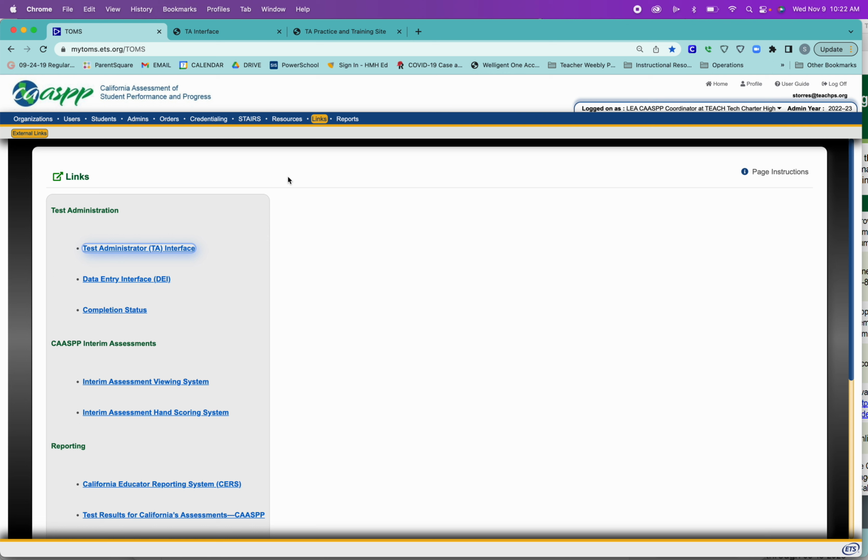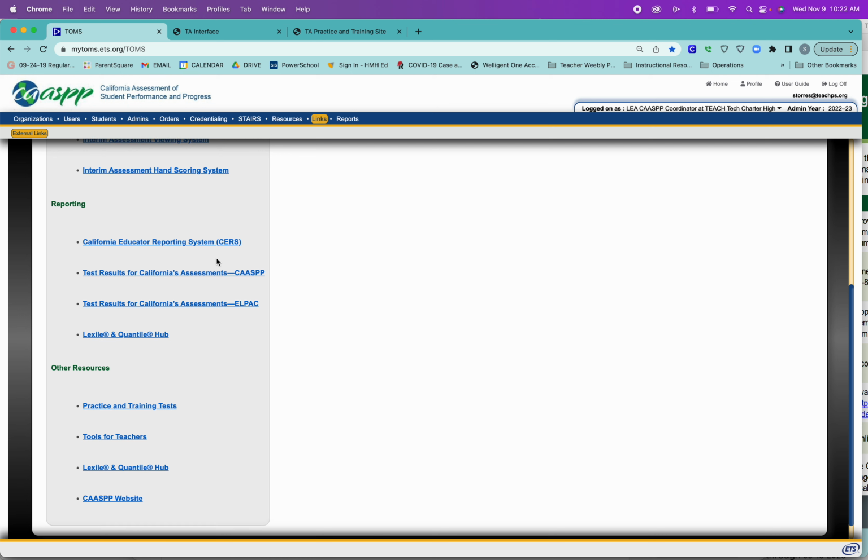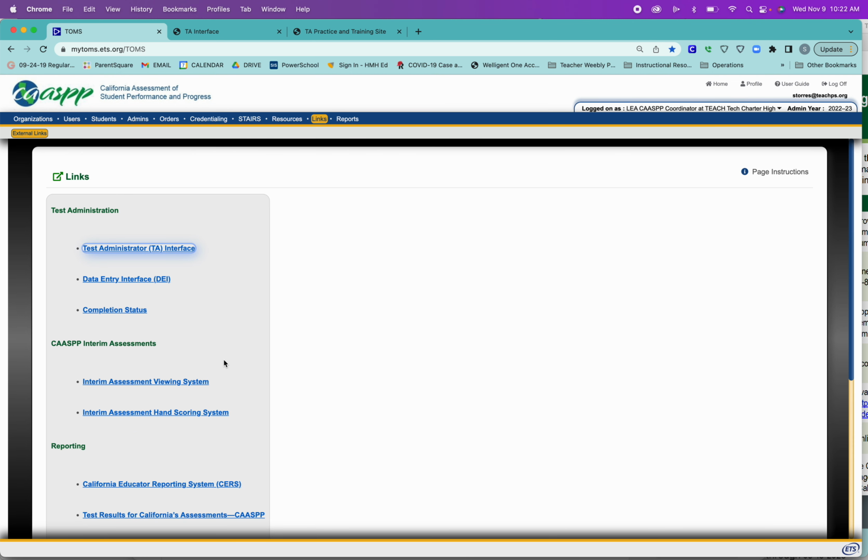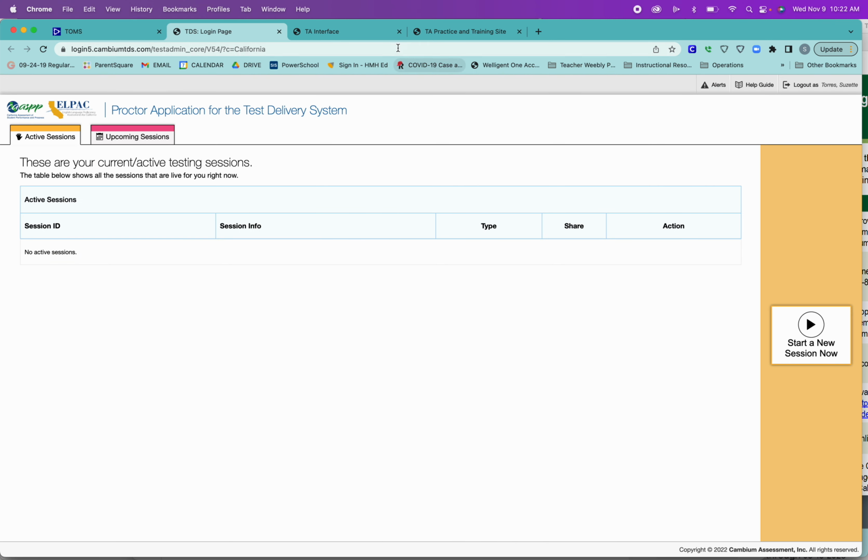So what are the different links that you can use to help your students prepare for the CAASPP assessment? Once you're in your TOMS platform, you have 3 different platforms where you can go to either direct instruct or assign independent or group practice for any of the levels that you're teaching. Your test administrator interface you've already been in.